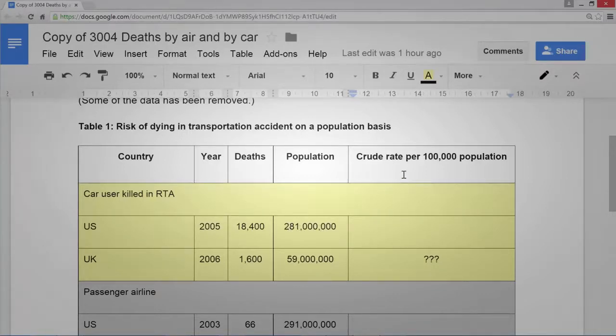And so what we're going to do first of all is to calculate the crude rate per 100,000 population. The thing to note here is that it's per 100,000 population. So instead of dividing 18,400 by 281 million, we want to divide 18,400 by 281 million divided by 100,000, because we're finding the crude rate of deaths per 100,000. So we're going to do that using pen and paper.